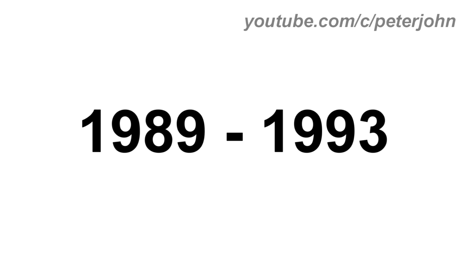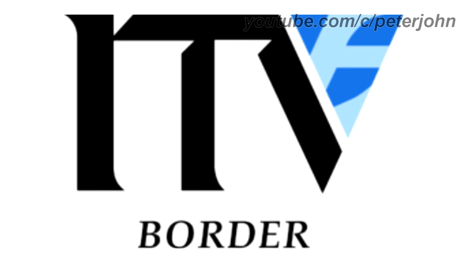1989 to 1993, there is the word ITV in black text, and on the right of it, there is a blue triangle, and the word ITV, there is the word Border in black text.